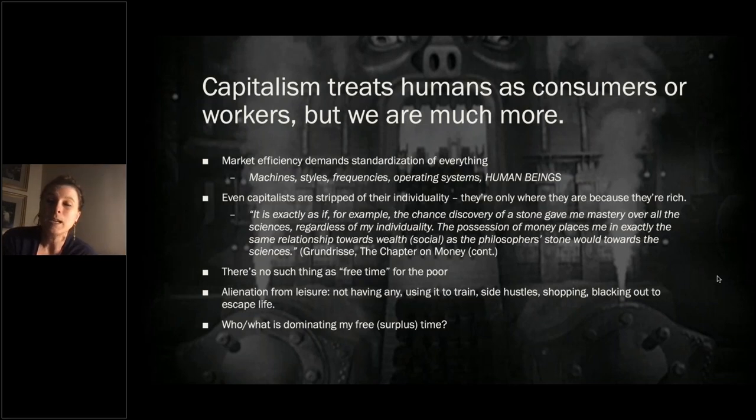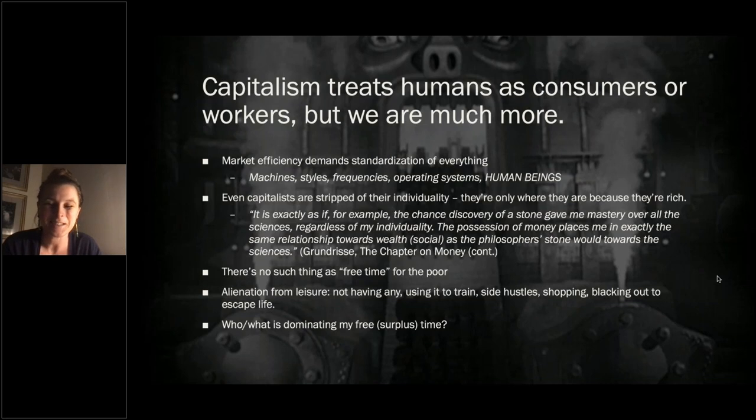But also human beings, right? Human beings, and back to the idea of individuality, are not going to be able to express their true selves. Capitalism is going to prefer humans to sort of fit into neat little slots in order to be more approachable as consumers or as workers, right? And even in this system, capitalists themselves are actually stripped of their individuality, and they only are there where they are because they're rich.